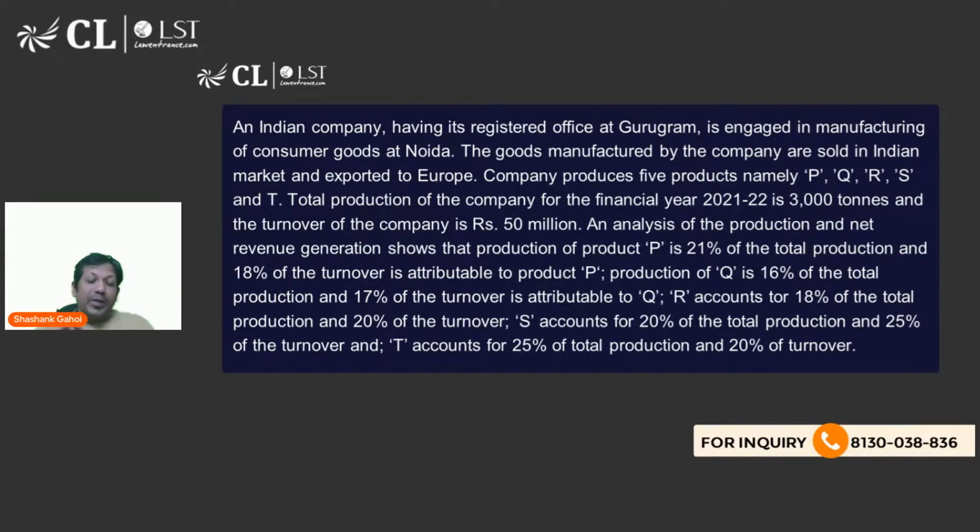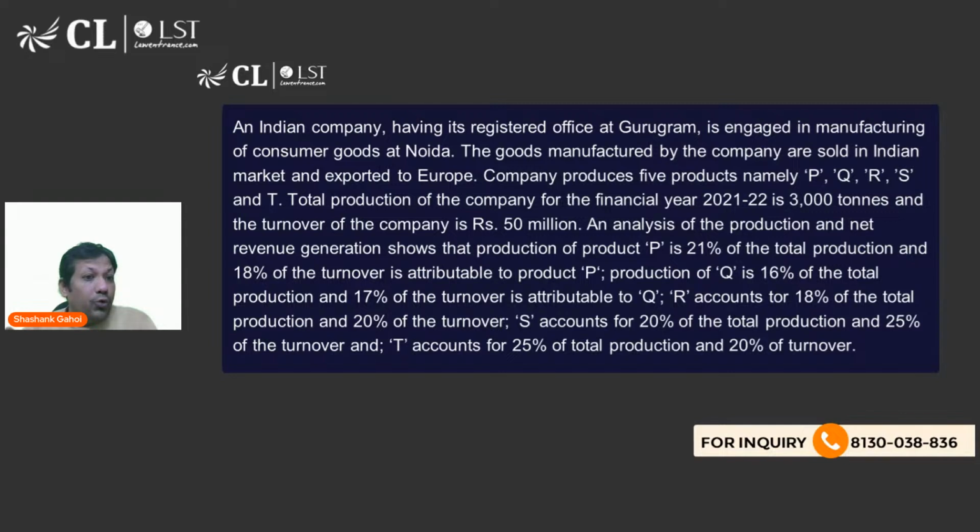The total production of the company for the financial year 2021-2022 is 3,000 tons, and turnover of the company is 50 million. So basically, here you must know that 1 million is equal to 10 lakh rupees. So 50 million means 500 lakhs. 500 lakhs means 5 crore rupees we are talking about. And analysis of the production and net revenue generation shows the production of the product P is 21% of total production. So 21% of what? 21% of 3,000 tons.